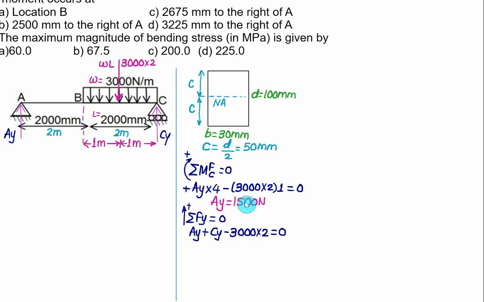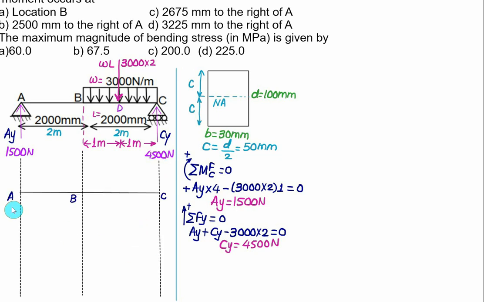Here AY is equal to 1500, this value is 6000, 6000 minus 1500. So in this case, we get the value of CY is equal to 4500 Newton. So the AY value comes out to be 1500 Newton and the CY value comes out to be 4500 Newton. Now we are ready for drawing the shear force diagram.